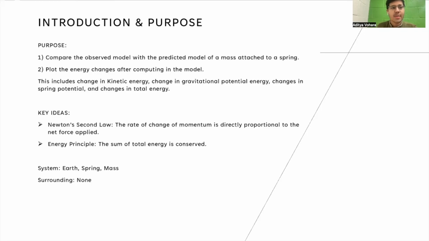The purpose of the experiment was to compare the observed model with the predicted model of a mass attached to a spring. Secondly, we had to plot the energy changes after the computation in the model, which included kinetic energy, gravitational potential energy, spring potential energy, and finally the changes in the total energy. The key ideas here are Newton's second law and the energy principle. The system in this experiment is the Earth, spring, and the mass, whereas the surroundings are none.